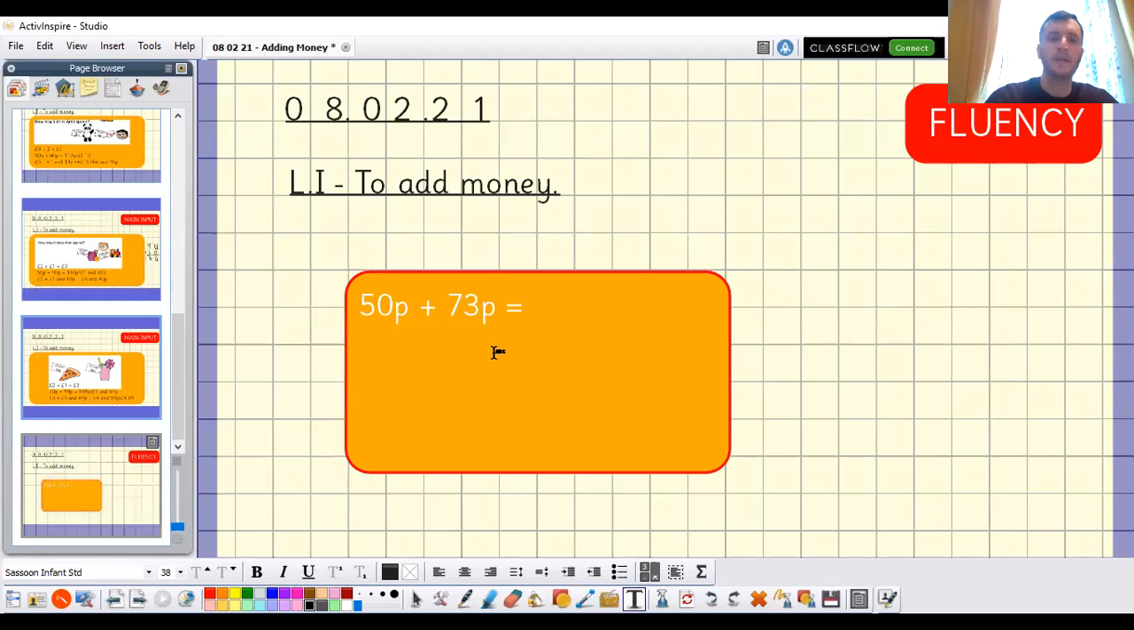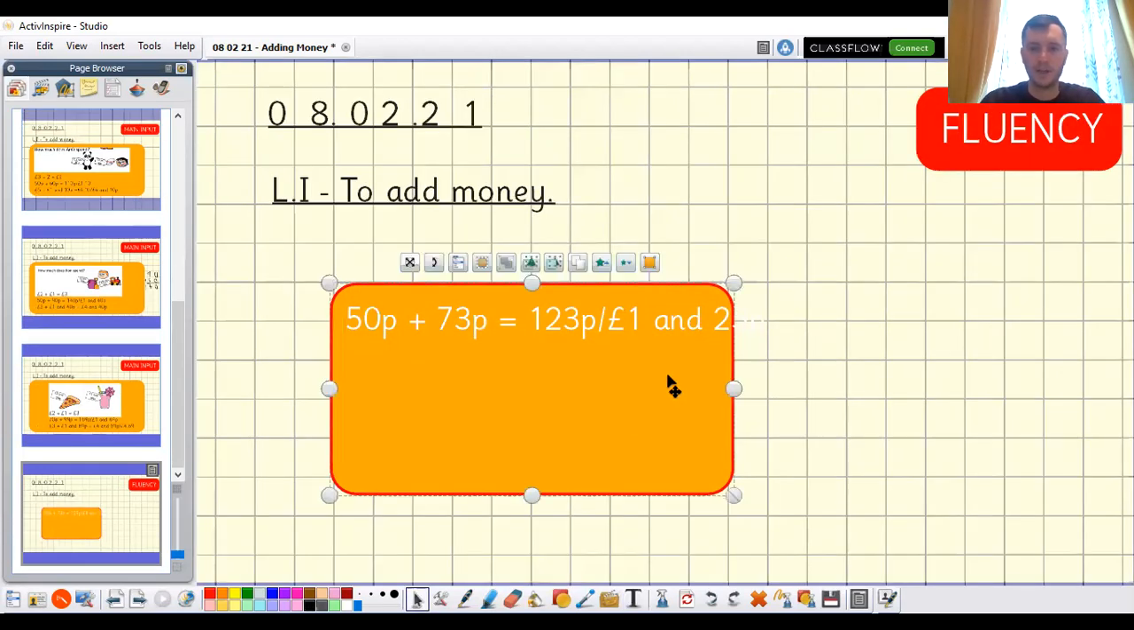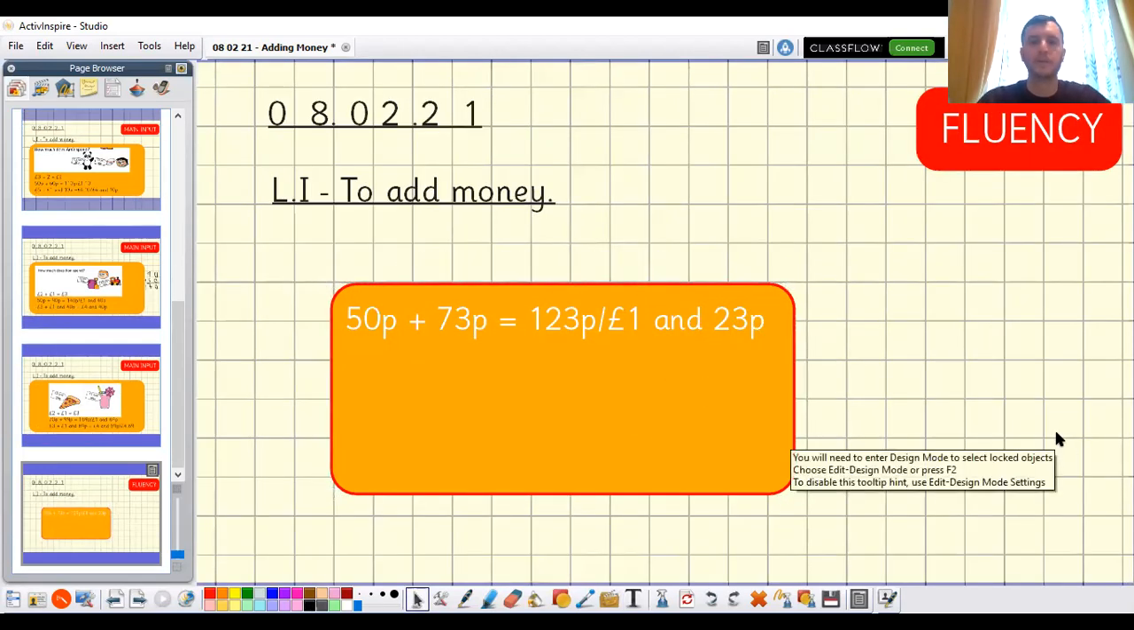And there we go, 50p plus 73p. What's that going to be equal to? A money addition question to finish with. The way I would solve this one, I would do 50p plus 50p, which is equal to 100p. Add another 23p, that's going to be 123 pence. So I could write 123 pence, or I could write it as £1 and 23 pence. It's disappeared slightly. Let me quickly change that so we can see it. There we go. Well done if you got that.